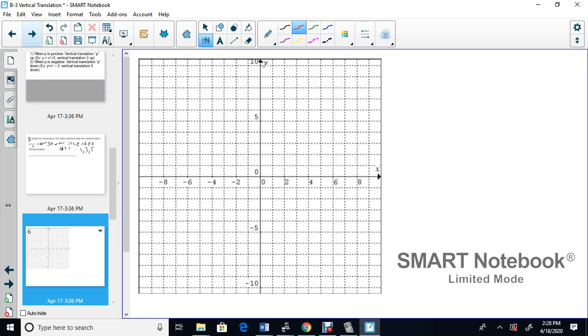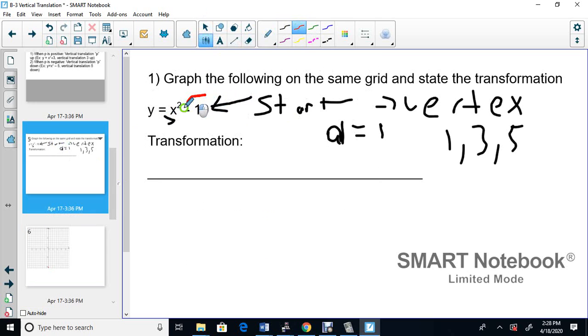Okay, so we do not start at 0. We start at negative 10. Start right down here at negative 10. So we take our pen here and we start at negative 10.